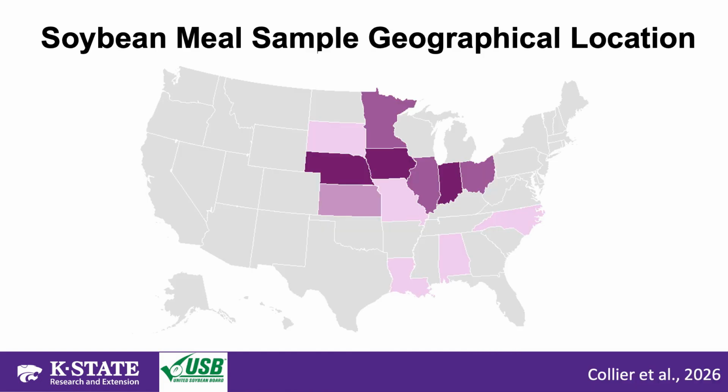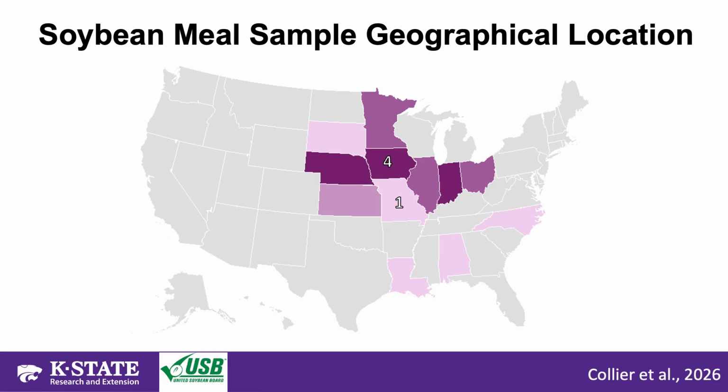And so here's a map representing the geographical location of the samples we were able to collect. The darkest purple color represents 4 soybean plants per state, and then the lightest purple color represents 1 soybean plant per state.